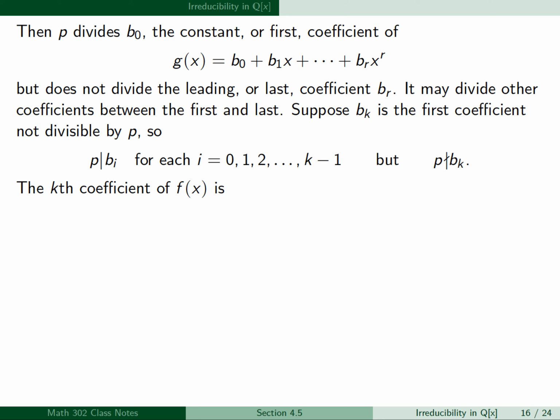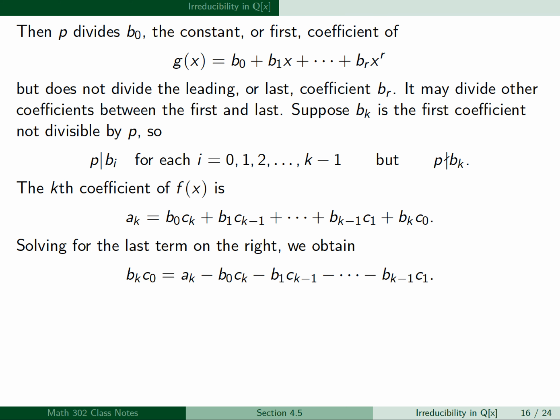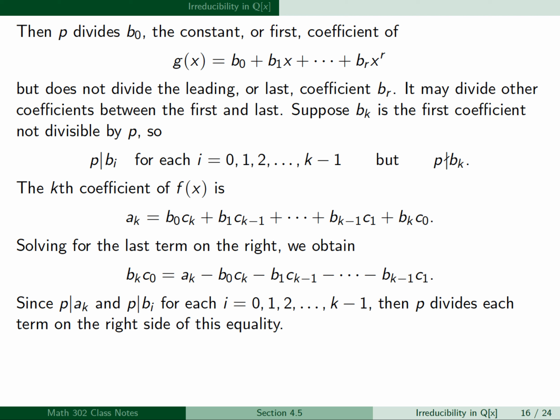The kth coefficient of f of x is a sub k, and this is obtained by summing the products of the coefficients of g of x and h of x. So this is b sub 0 c sub k plus b1 c sub k minus 1, up to b sub k minus 1 c1 plus b sub k c0. Solving for the last term on the right, we obtain b sub k c sub 0 is the expression shown. And since p divides a sub k, and p divides b sub i for each i equals 0, 1, 2, up to k minus 1, then p divides each term on the right side of this equality.